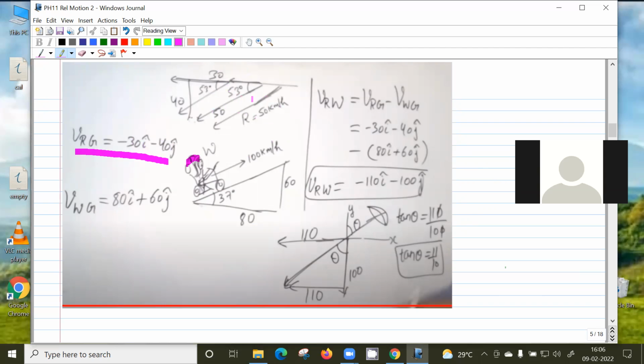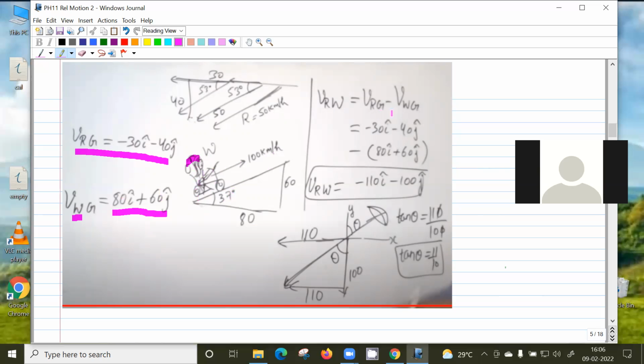53 degrees will form a 3-4-5 triangle. And the velocity of the woman: the woman is riding this bike or cycle. So the value is 100 kilometers and 37 degrees. Again, 37 forms a 3-4-5 triangle. So cos 37 and sin 37. So 100 will become 80 i cap plus 60 j cap.